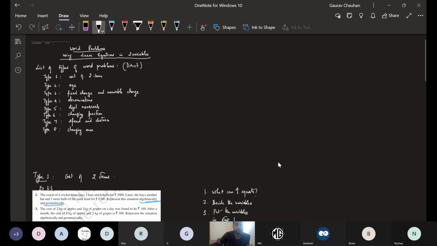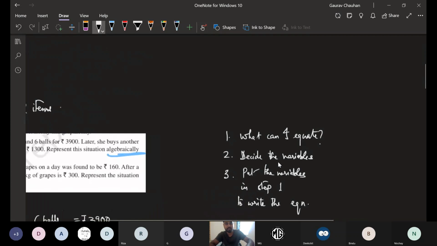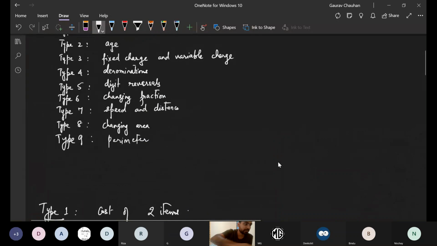Okay, guys, in your notebook, can you write type 9 as perimeter? In that list only, I've just seen one more question in the textbook, which I did not notice earlier. Type 9 as perimeter. Basically, some length, some breadth, but we'll do it nonetheless.